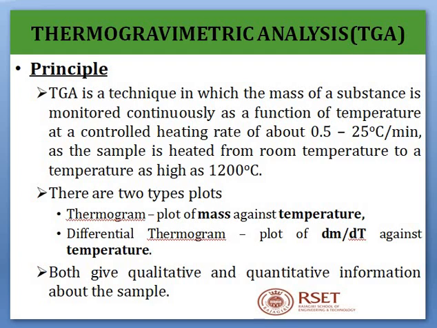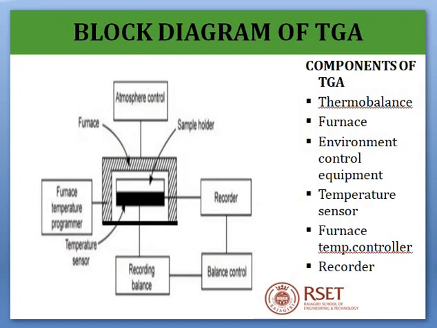Or you can plot a differential thermogram. In this, we are plotting the difference in mass divided by the difference in temperature against temperature. You can study a sample qualitatively and quantitatively from this instrument. Next comes the instrumentation part of thermogravimetric analysis. Mainly, it consists of a power source. To heat up the furnace, you need a power source.